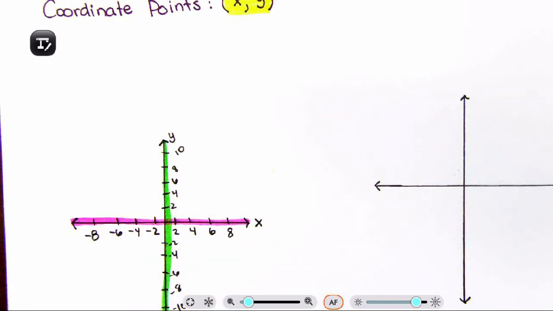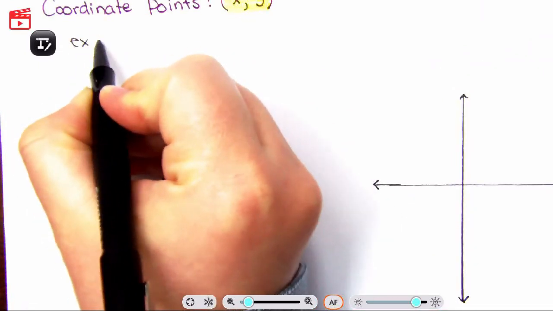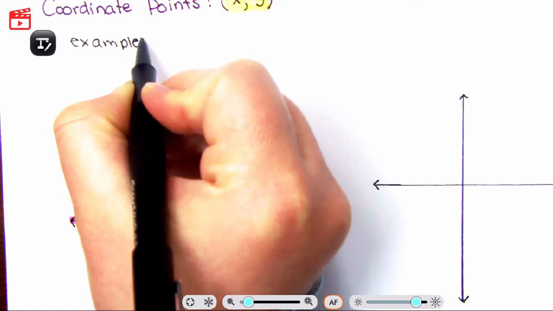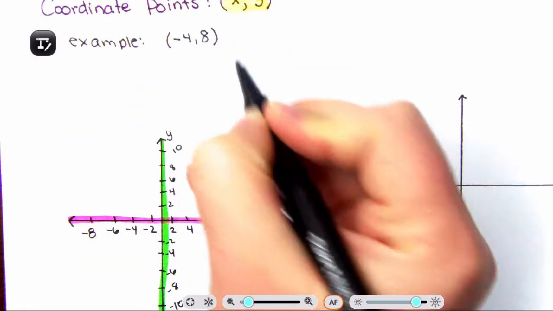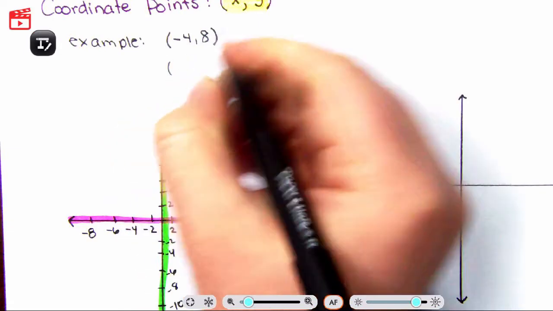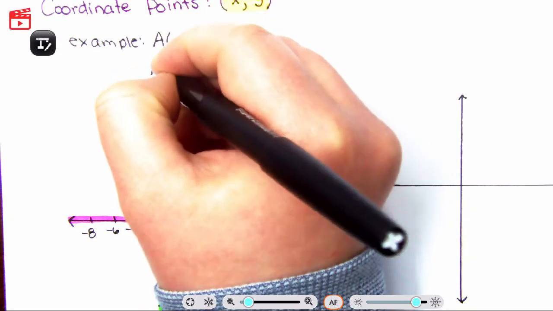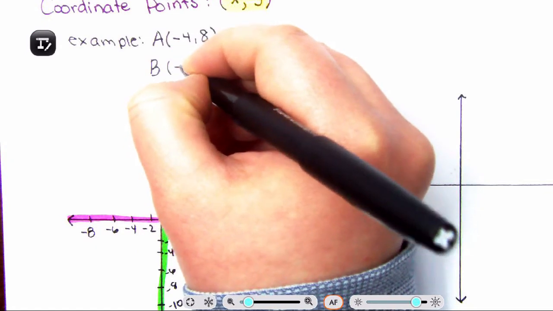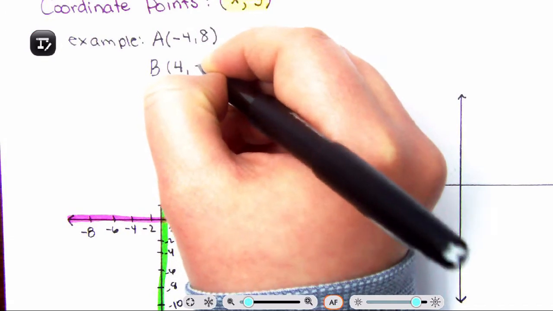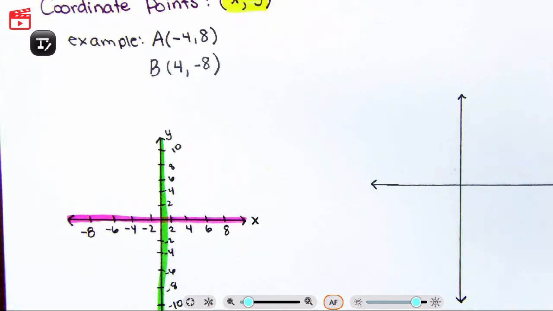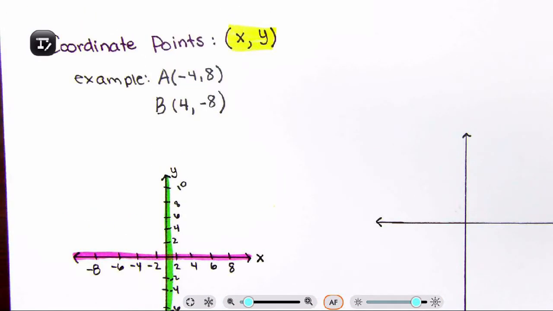So let's go ahead and plot or graph some points. For example, let's do -4 and 8. And let's call this point A and call this point B. Let's do positive 4, -8. Okay, so when you are graphing, the x comes first. So now we get to figure out what that means.